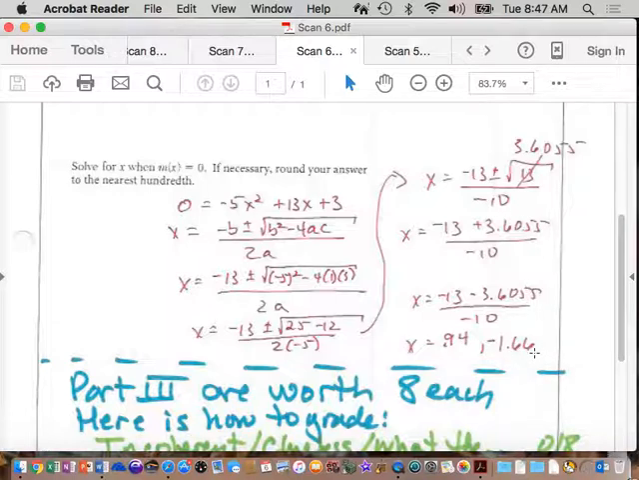Now, again, look through. Is it completely wrong? Is it completely right? Is it half right? Is it a little more wrong than half? Is it a little more right than half?